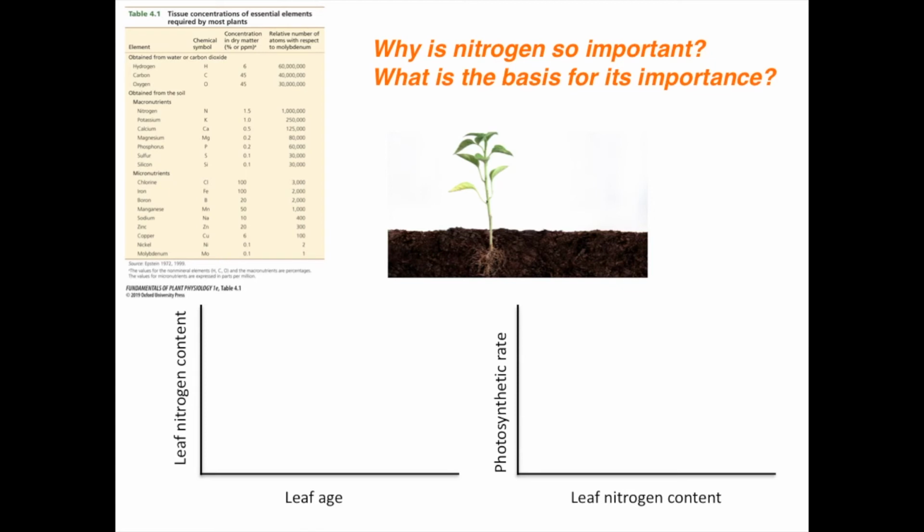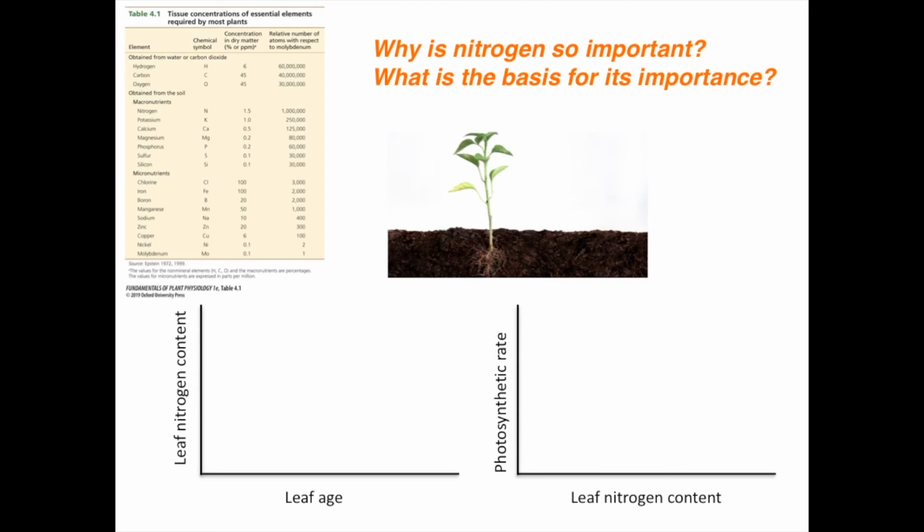How is leaf age here going to impact leaf nitrogen content, as well as on the right, how does leaf nitrogen content here influence photosynthetic rate? So take a moment to press pause and draw these out. Now that you've thought about it and drew some graphs, let's go over them together.